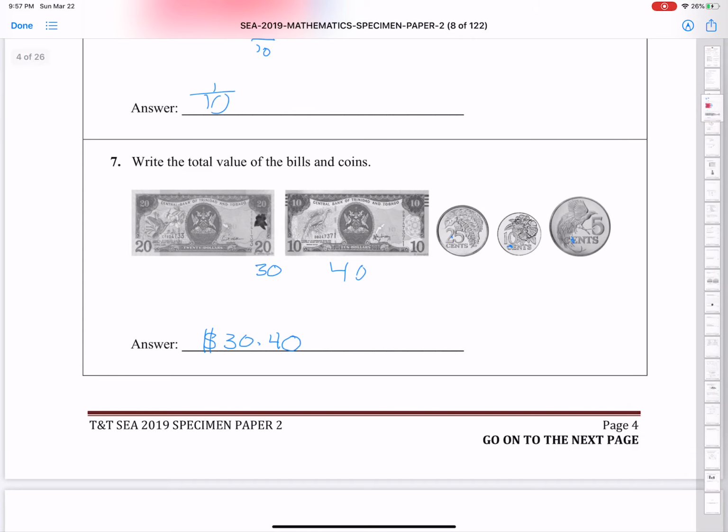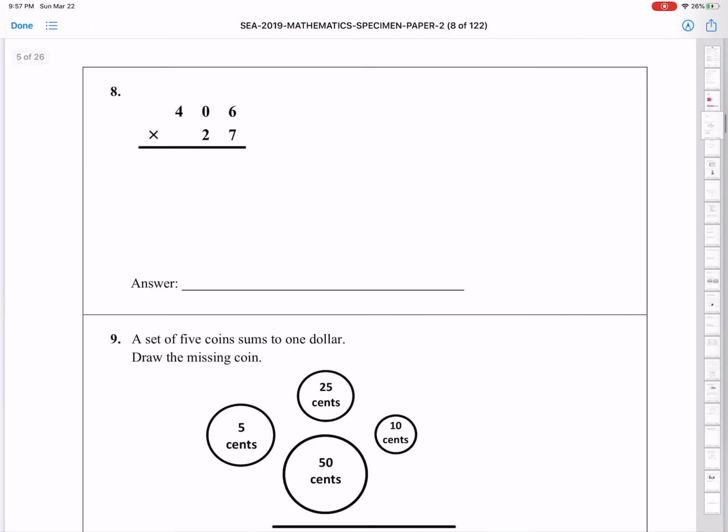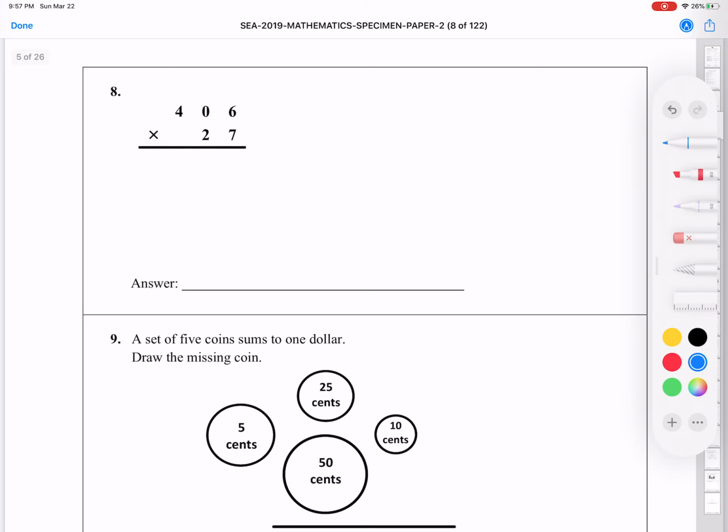Moving along, we have number 8, a simple multiplication. So either you can multiply or you can't. So let's go. 6 twos are 12. Cross the 2, put it in. Where do you put the 2? Because I multiply by the 2, I put it in line with the 2. 0 twos are 0 and 1 make 1. 4 twos are 8.